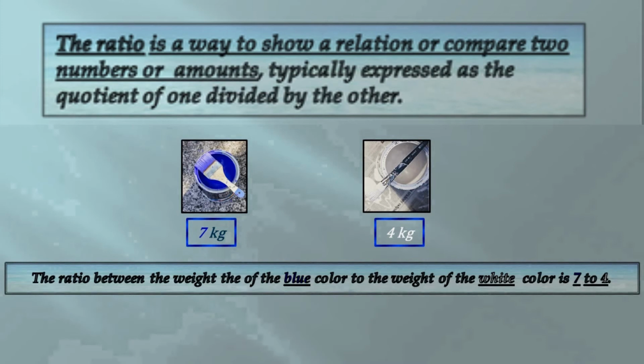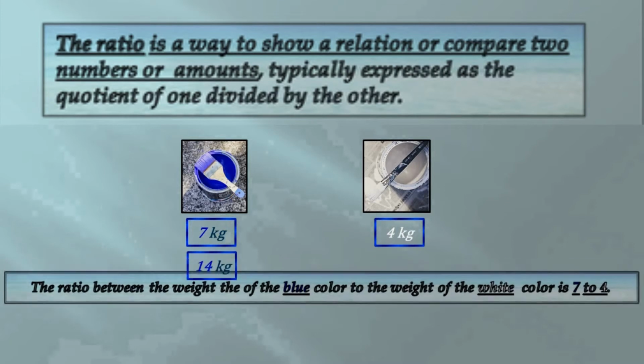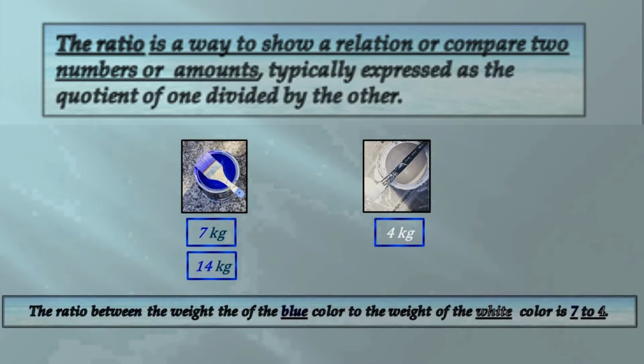Let's apply the first part of the definition of the ratio to this case. Here, there is a relation between two amounts. The first amount is the weight of the blue paint, and the second amount is the weight of the white paint. The relation is that whenever you have 7 kilograms of the blue, that means you need 4 kilograms of the white. Or if you have 14 kilograms of the blue, then you need 8 kilograms of the white. And so on with this pattern.